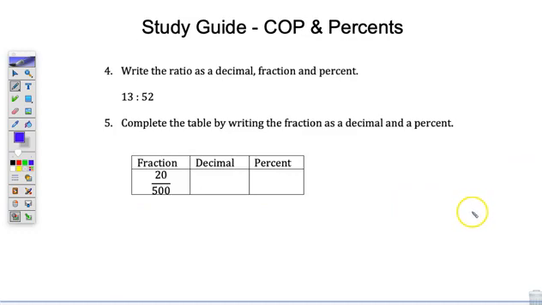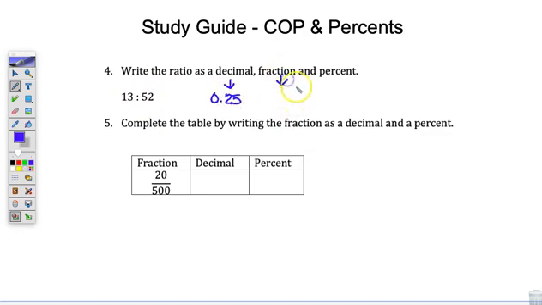For question 4, we have to write the ratio as a decimal, a fraction, and a percent. To write it as a decimal, 13 to 52, you're going to use your calculator to go ahead and divide. So if you divide 13 by 52, you should get 0.25.